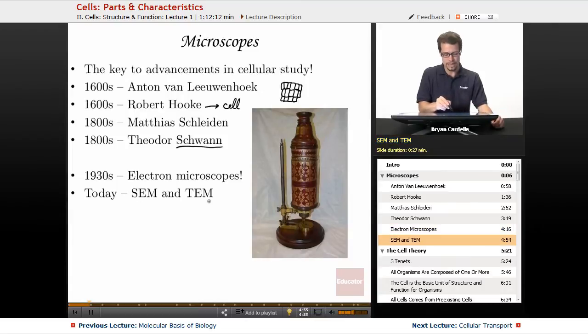Today, there are two main kinds. There's scanning electron microscopes and transmission electron microscopes. In general, scanning electron microscopes give you a very good image of what a cell looks like as a whole, its shape and its structure. And transmission electron microscopes give you a really good idea of the way that parts are inside of cells in terms of their precise structure.